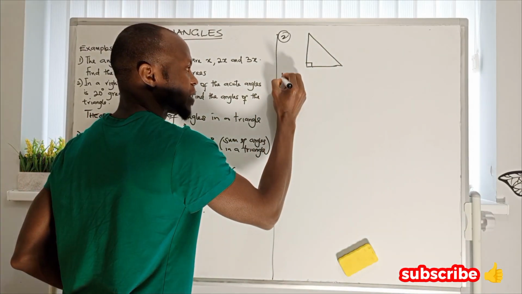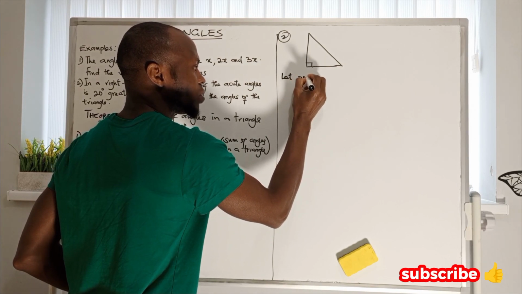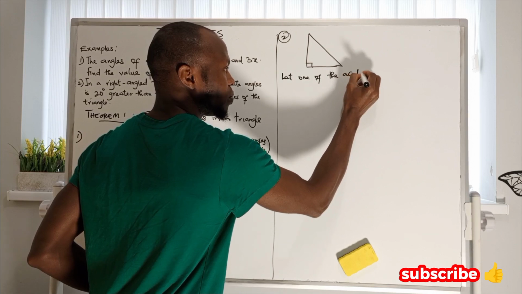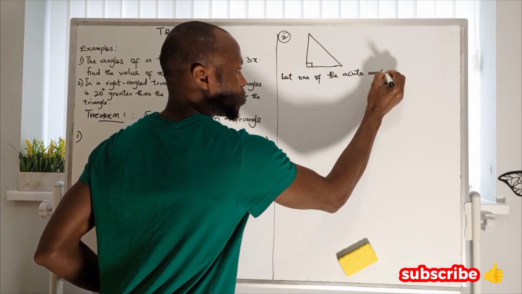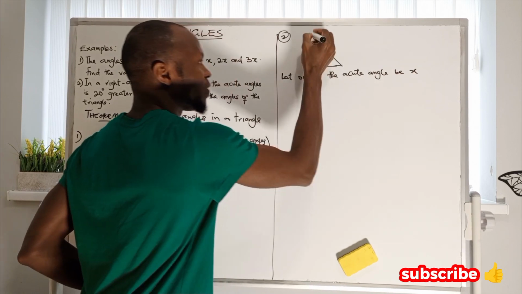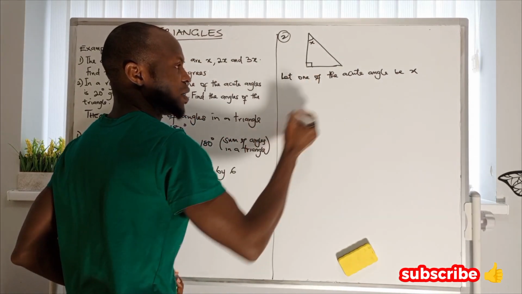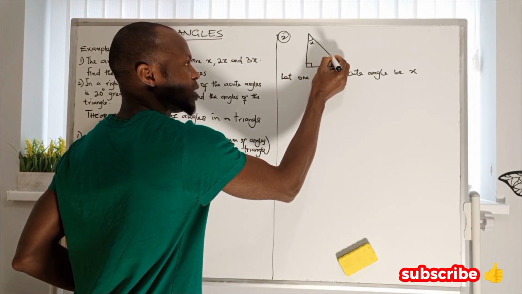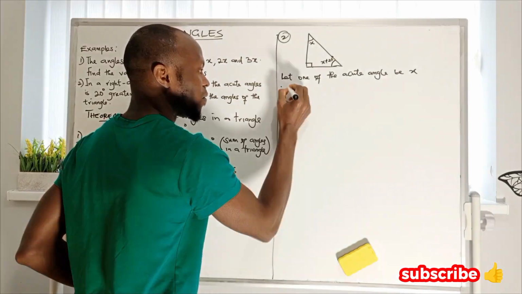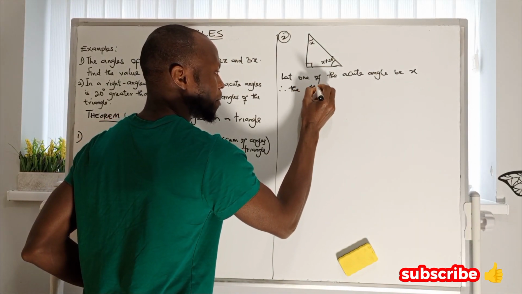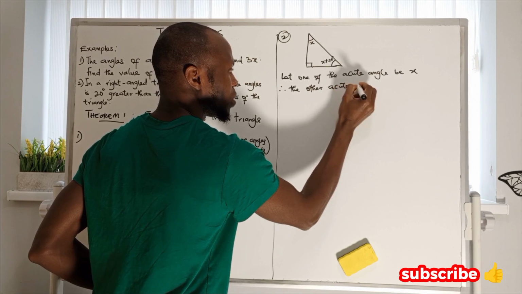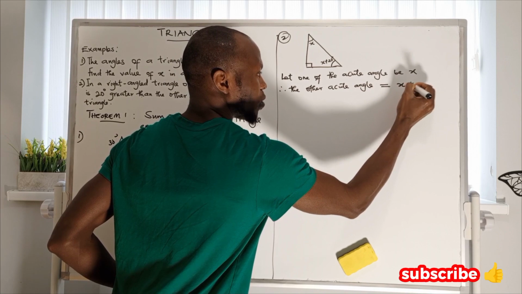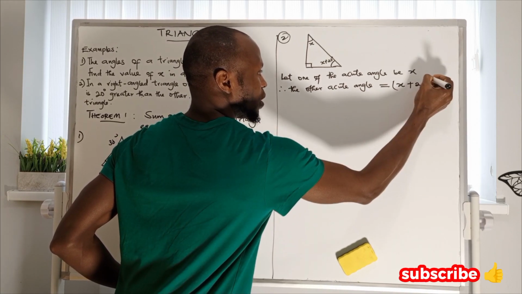Let's assume that one of the acute angles be x. If one of the acute angles, let's say this one, is x, so the second acute angle will be x plus 20 degrees. Okay, so therefore the other acute angle will now be equal to x plus 20 degrees.